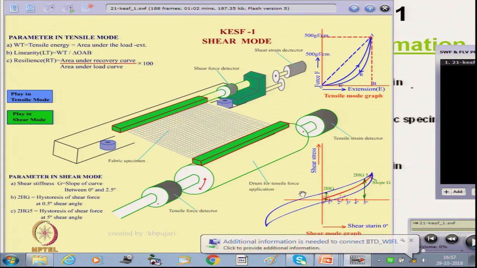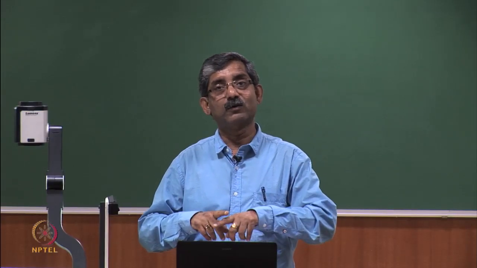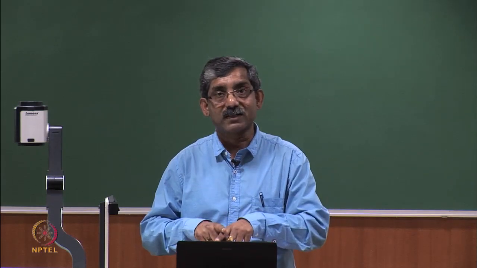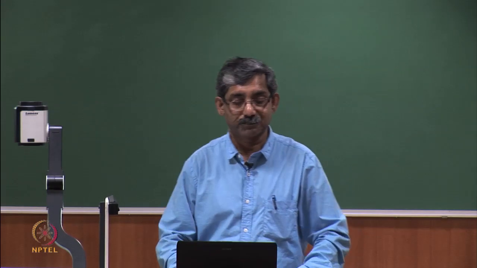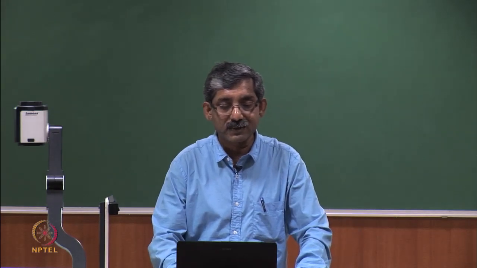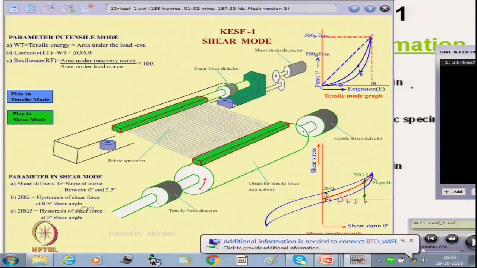This phenomenon is known as hysteresis, which is a characteristic of textile material due to the frictional force, which is restricting the shear. Shear stiffness is nothing but the slope of the curve between 0 to 2.5 degree. If we take the slope between 0 degree shear and 2.5 degree shear, that will give us the value of the shear stiffness G.